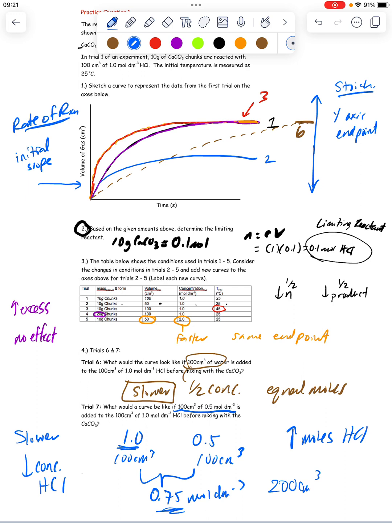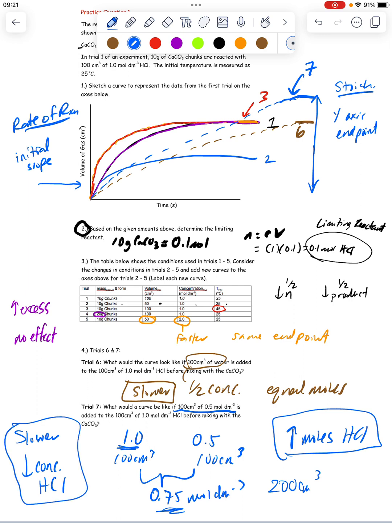It would be kind of like somewhere in between, but it's also going to go past. And it doesn't really matter that you're super precise on that one, but it would be higher in the end. So slower, but actually a higher endpoint because we added additional hydrochloric acid into the mix. And if we increase the moles of our limiting reactant, then we will see more product created.